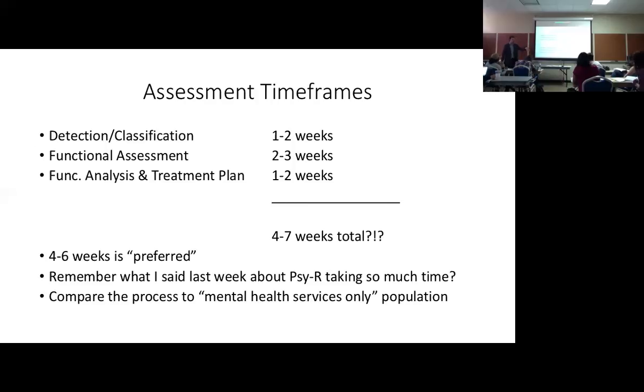Derek's sitting there about to vomit in a garbage can. He doesn't have 4 to 7 weeks. So what do we do? Well, 4 to 6 weeks is preferred for the book. So let's shave a week off. Remember last week I talked about one of the drawbacks of rehab, taking so much damn time.